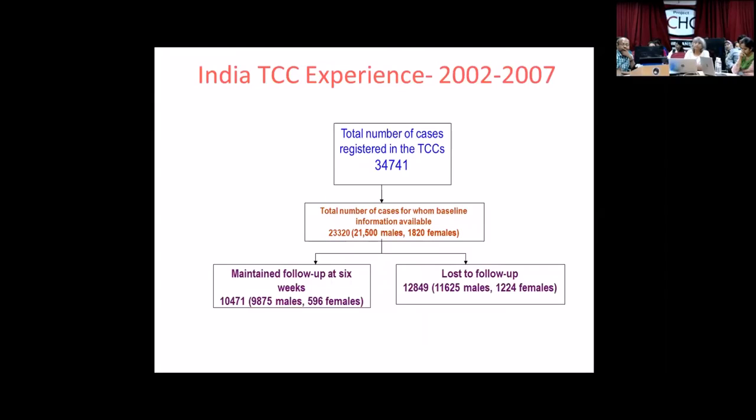So the TCC experience of the first 5 years saw about 34,000 registrations across the country. For about 23,000 patients, detailed information was available. At follow-up, among the 23,000 registered clients, about 10,000 people maintained follow-up at 6 weeks. About 12,000 were lost to follow-up. Remember, this was the initial phase where follow-up did not form an important part of the program. One of the things it taught us is that it's necessary to follow up patients and find out what happens, because in a busy clinic, they can often drop out for various reasons.